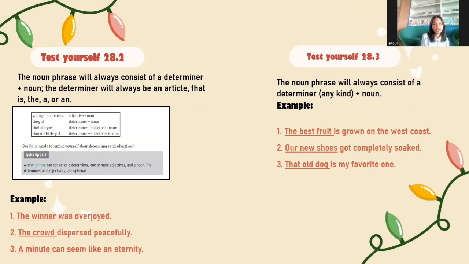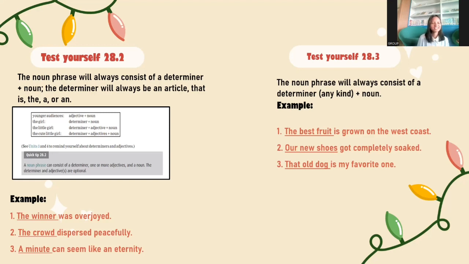Test yourself 28.2. The noun phrase will always consist of a determiner plus noun. The determiner will always be an article, that is the, a or an. Quick tip 28.2. A noun phrase can consist of a determiner, one or more adjectives, and a noun. The determiner and the adjective are optional. Example, first, the winner was overjoyed. The noun phrase is the winner. Second, the crowd cheered peacefully. The noun phrase is the crowd.